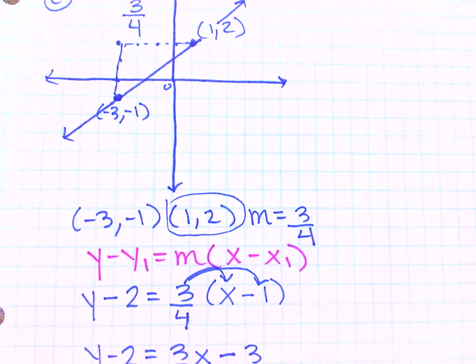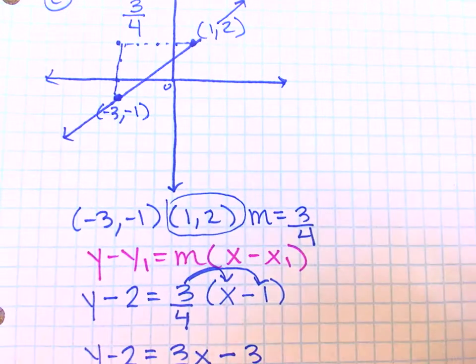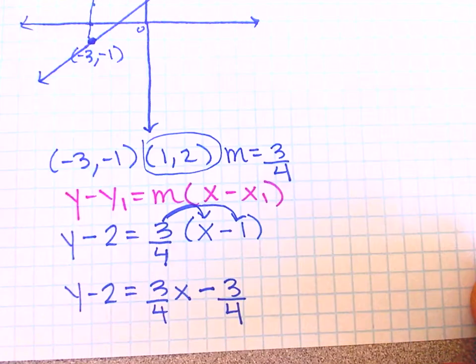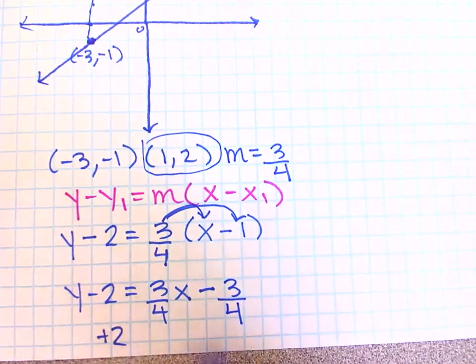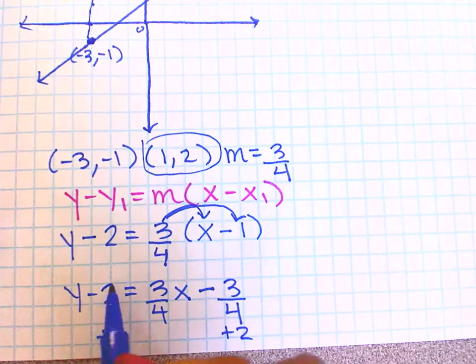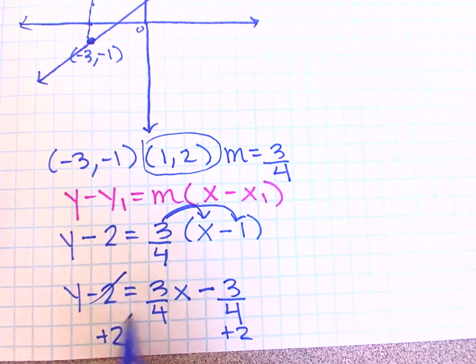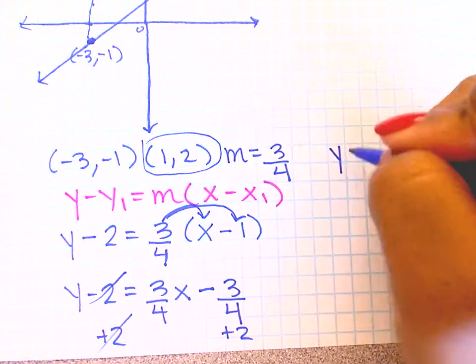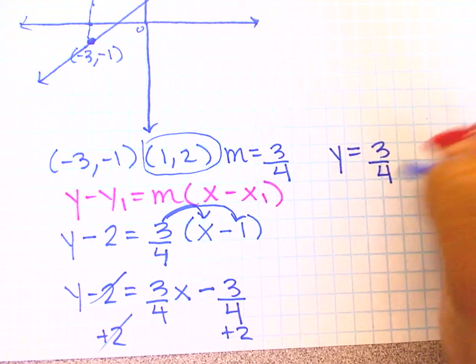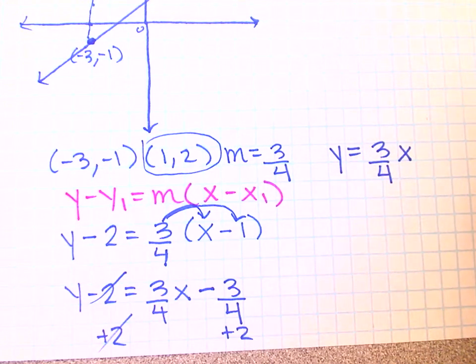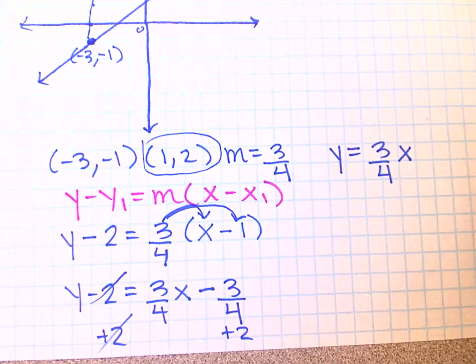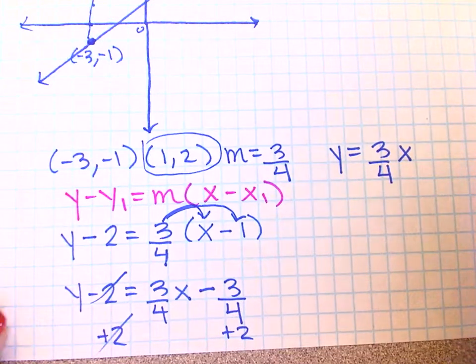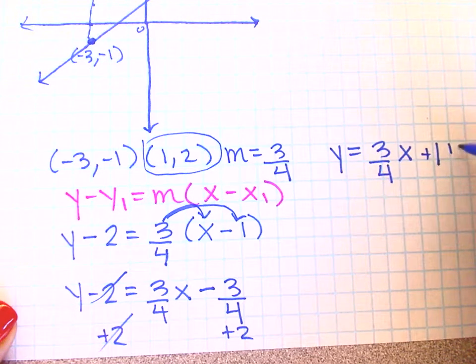Last thing I'm going to do is get y by itself. I'm going to add 2 to both sides. -2, +2 cancel. I'm left with y equals 3/4 x. And then I have -3/4 plus 2. Okay, which is going to end up being a positive 1 and 1/4.